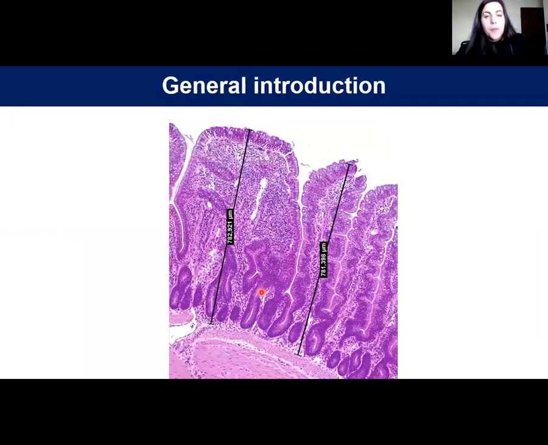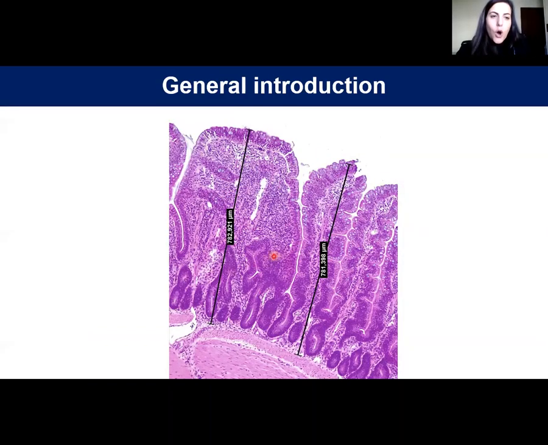Knowing this, I will show you this image. This is a histological image of intestinal villi in broilers. I would like to show you that we have two villi, the first one and the second one, and they are almost the same height.